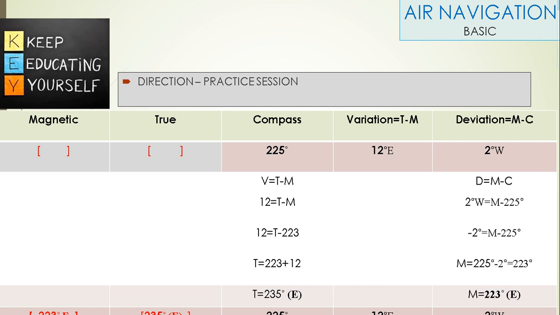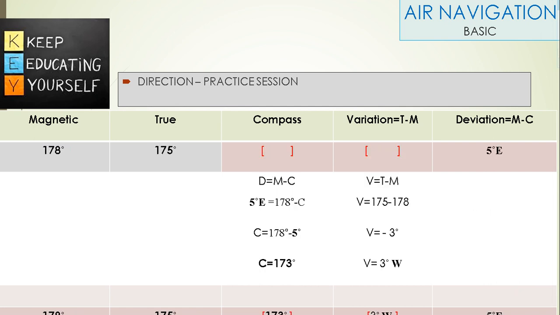Now variation is true minus magnetic. 12 degrees east, 12 degrees positive, is equal to true minus magnetic. Magnetic we have calculated as 223. So true comes out to be 235 degrees. This is another problem. Please note down the values: magnetic 178 degrees, true 175 degrees, deviation is 5 degrees east. You have to find out compass and variation. Do it yourself. Values are given below.